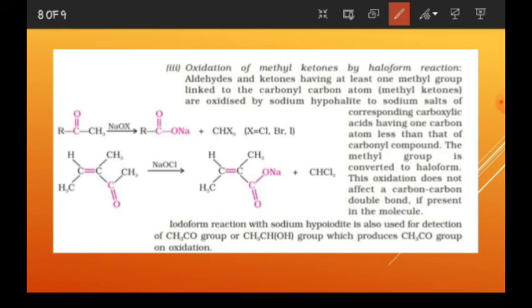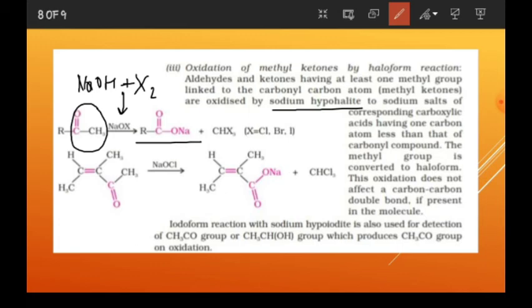What is the condition? I told you the COCH3 group must be present and the reaction takes place in the presence of sodium hypohalite. Now, how is it formed? It is formed by the reaction of NaOH plus X2. NaOH plus X2 will give this NaOX.